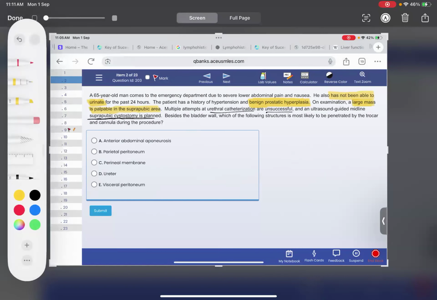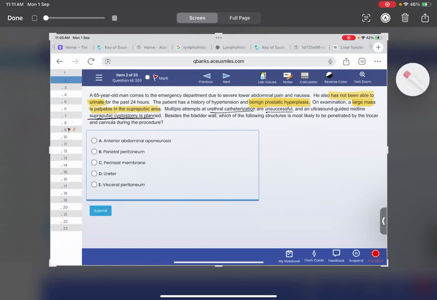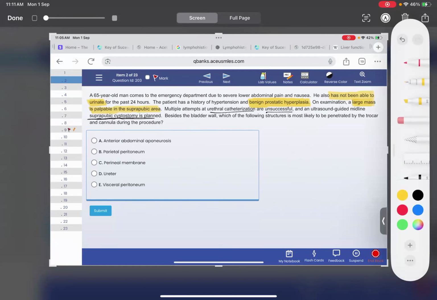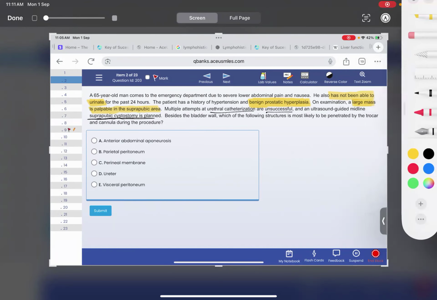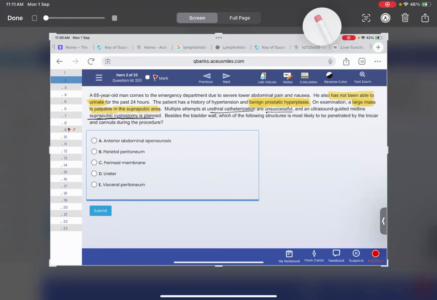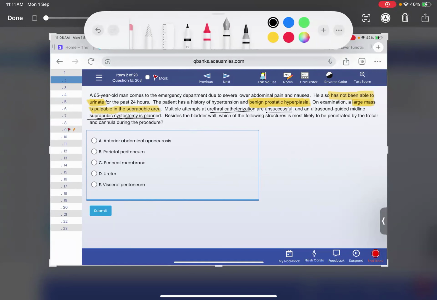All right, so I think we are done with this MCQ. First we have to have some orientation of the anatomy, and then you can do the anatomical questions by exclusion, right? We know that the bladder is retroperitoneal, and the ureter inserts posterolaterally, so it won't be punctured. The only thing that remains is the anterior abdominal aponeurosis.